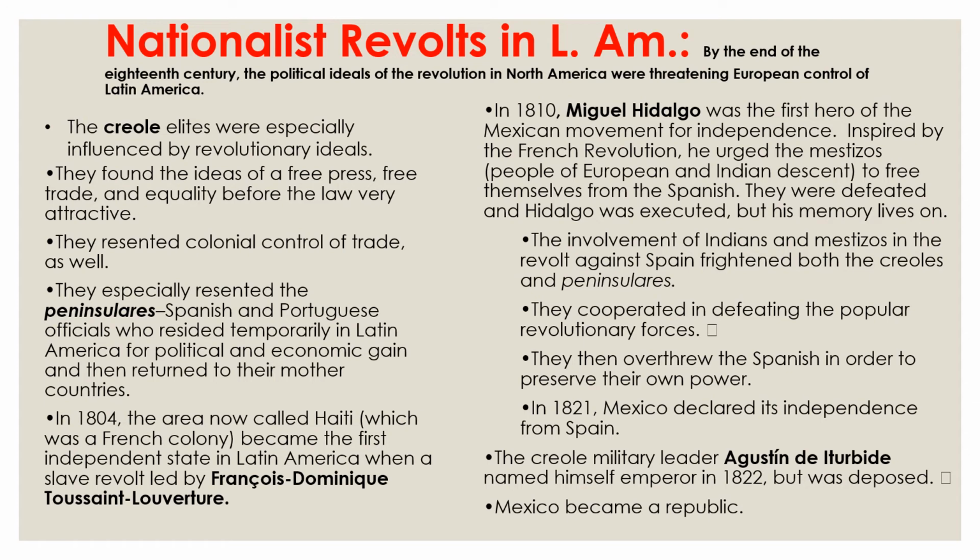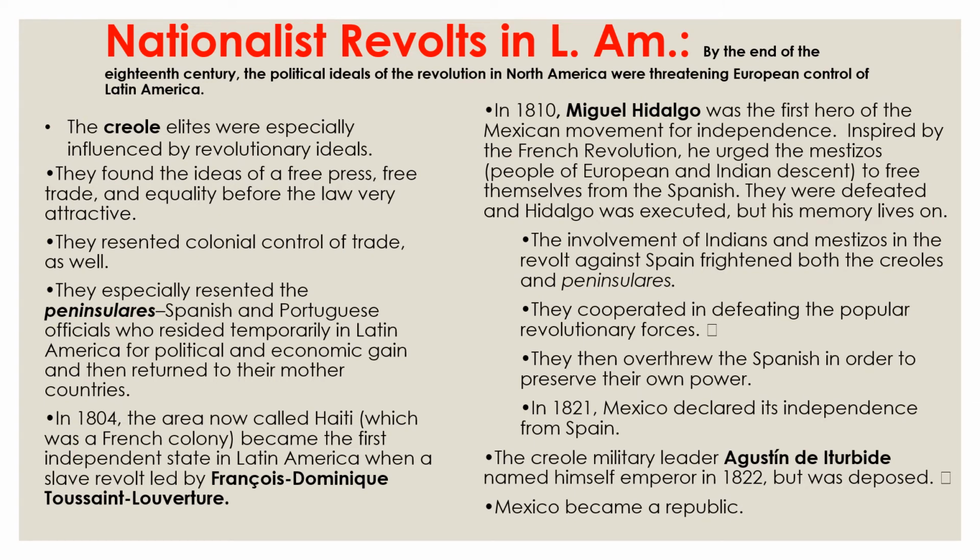In 1804, the area now called Haiti, which had been a French colony, became the first independent state in Latin America when a slave revolt led to Francois Dominique Toussaint Louverture taking over and creating Haiti as an independent state. This was, of course, during the time that France was dominated by Napoleon. Napoleon tried to put down this rebellion, but he was constantly fighting wars against the Europeans simultaneously, and he could not spread his forces out so thin. So eventually he had to give in and allow for Haiti to become a free state, no longer under French control. He saw that he had bigger fish to fry in Europe in the wars of Napoleon.